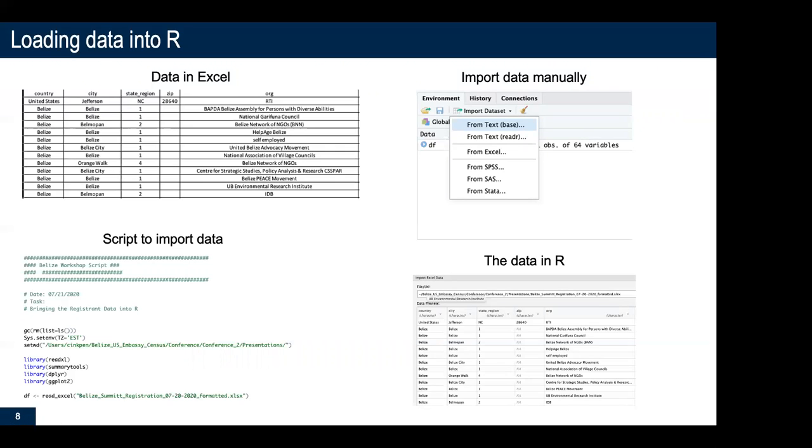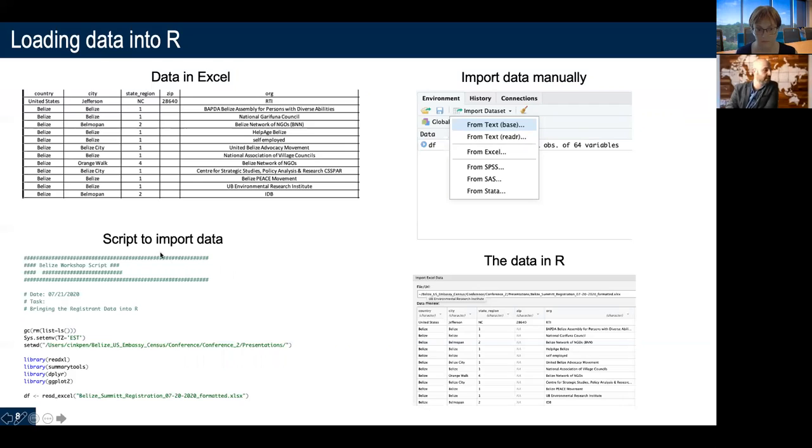So, rather than having to point and click to do your analyses, you can write your script and document the decisions you made in the script inside that script itself. So here you can see on the bottom left, I'm saying this is the Belize workshop script, and I'm setting my working directory on the computer where I'm going to pull the data in.